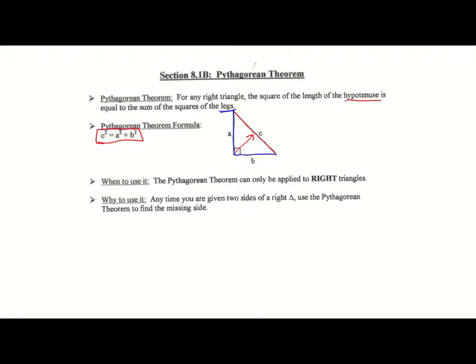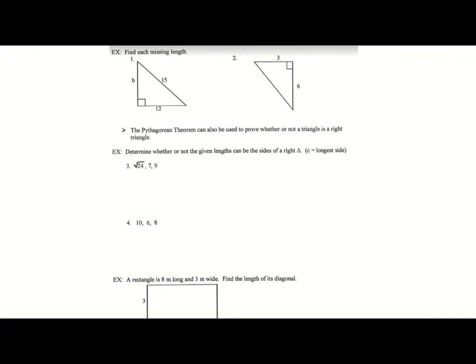If you don't have that memorized yet, you should get that memorized because it's going to come in use a lot. We use the Pythagorean theorem only with right triangles, so we must know for a fact that there is a 90-degree angle in that triangle. And the reason we want to use it is anytime we are given two sides of a right triangle, we can use the Pythagorean theorem to find our missing side. Let's look at a few examples.